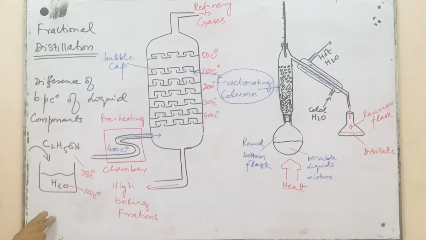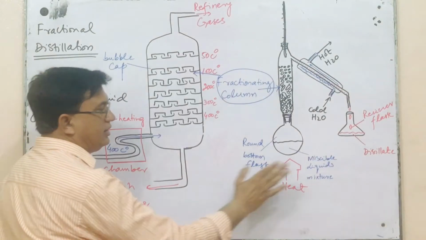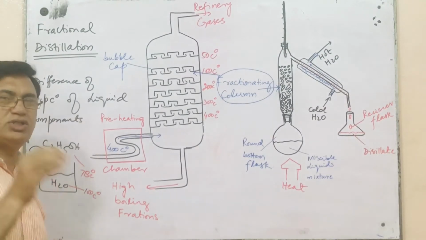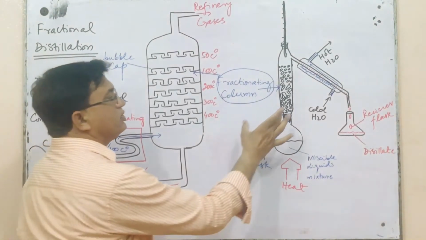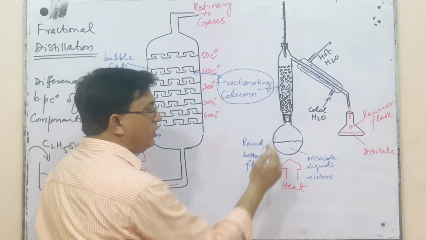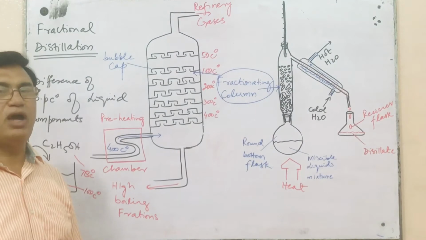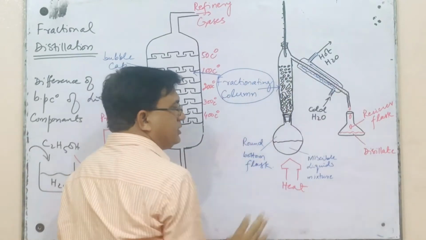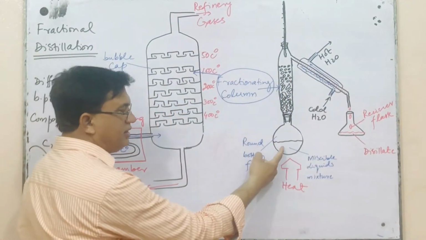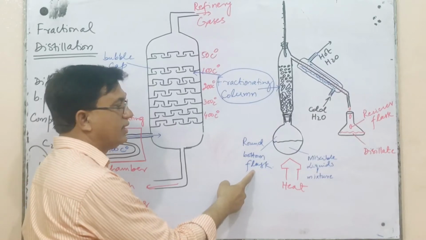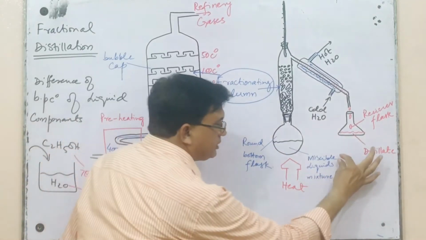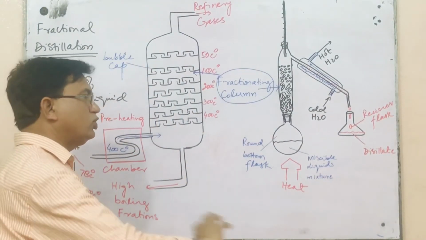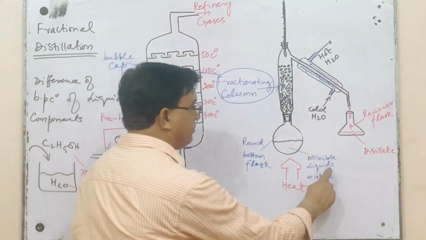The apparatus used is here. This apparatus is used in the laboratory for small scale separation. In the school or college laboratory, we have this type of apparatus available, and we arrange the whole apparatus in such a manner that this is a round bottom flask which contains a mixture of miscible liquids, which are 100% thoroughly mixed with one another.